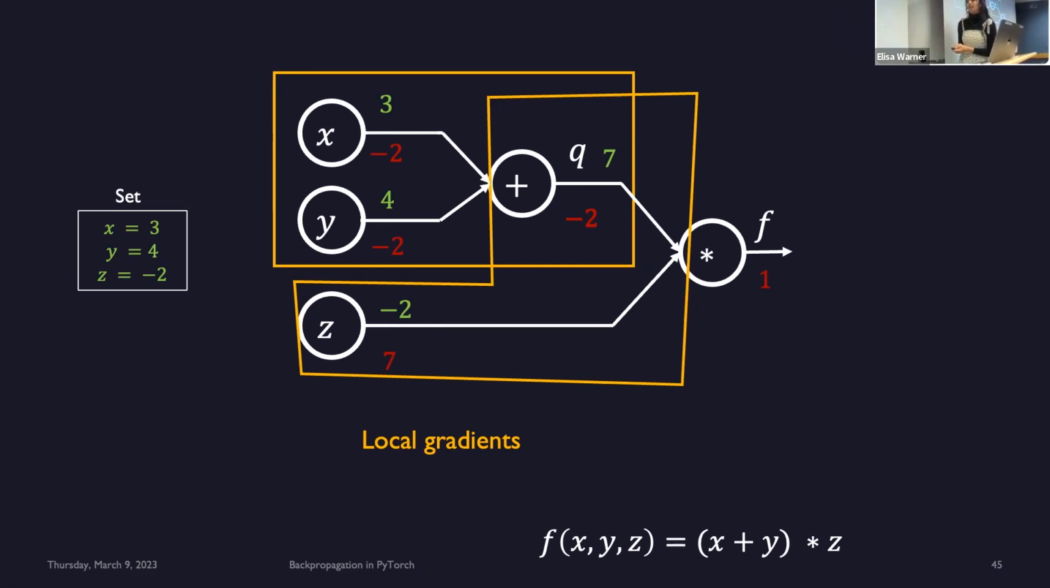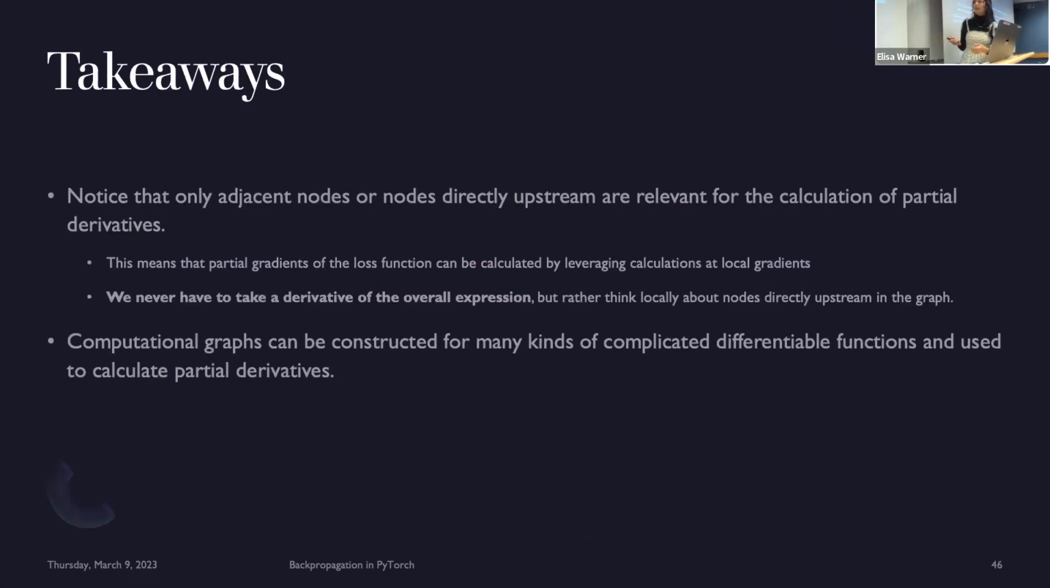That's really the advantage of using computational graphs when we're backpropagating: we don't need to worry about calculating a derivative over the overall expression. We only need to look in this local area to calculate our gradient. And so that's the main takeaway. Even if you didn't follow everything about the computational graph, the main takeaway is that we can leverage these local gradients so that we don't have to do all these calculations based on the overall expression.